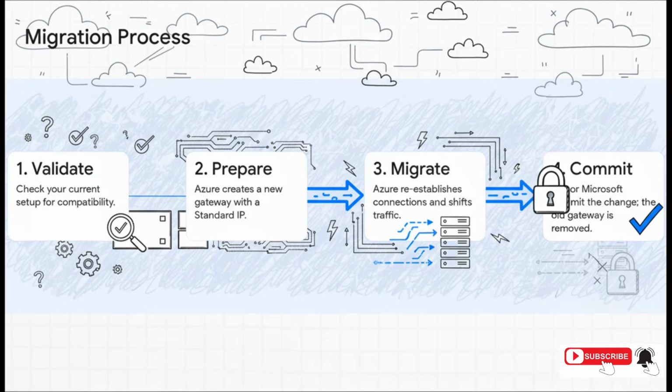And the best part here is that Azure is really handling most of the heavy lifting. This 4-stage process lets you check your setup, have Azure build out a new gateway behind the scenes, and then it seamlessly shifts your traffic over. Only after you're happy do you commit the change and the old gateway goes away. It's designed to minimize disruption in a big way.